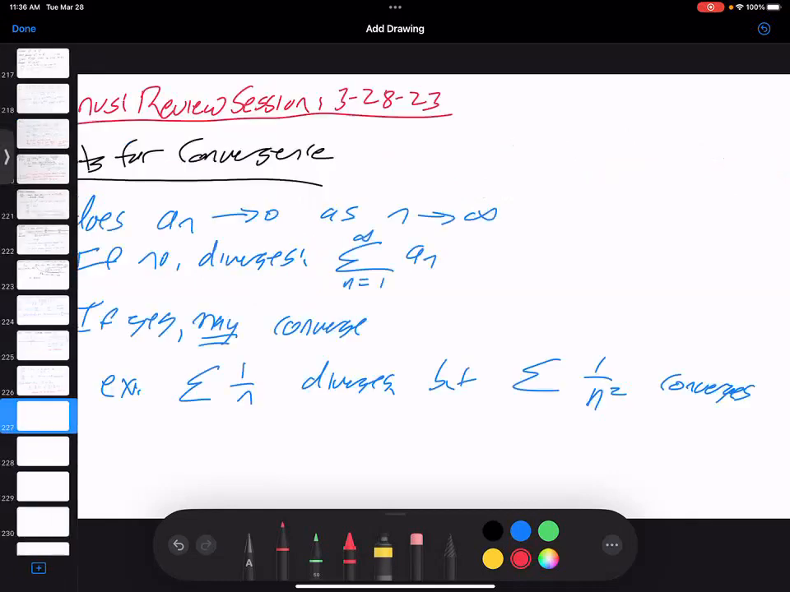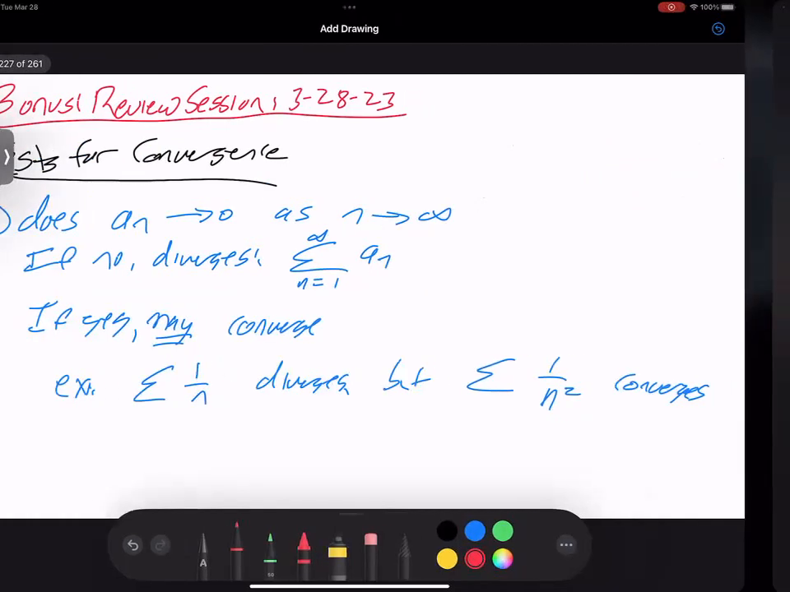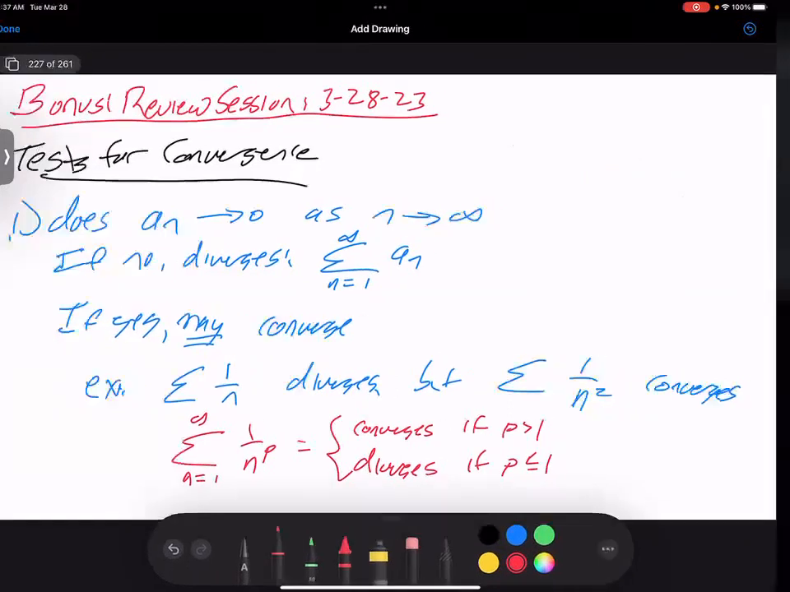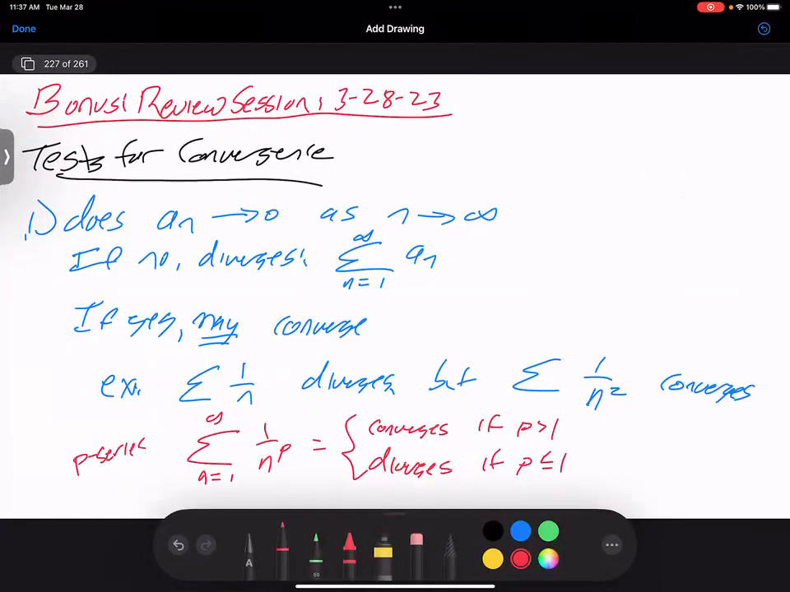Okay, so let's turn back to the comparison test. But actually, we have the following result. The sum of 1 over n to the p, n goes from 1 to infinity, converges if p is greater than 1. It diverges if p is less than or equal to 1. And so I just gave you the specific examples here of p equals 1, which diverges, and p equals 2, which converges. So this is called a p-series. And that's because we have p as the power of n in the denominator.